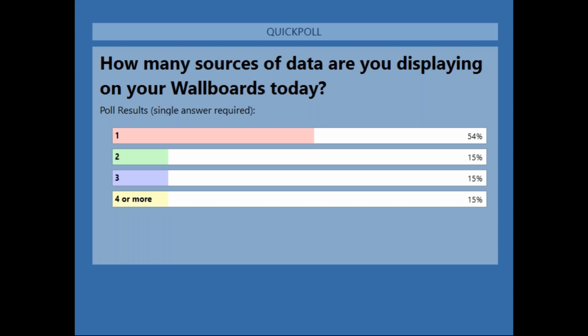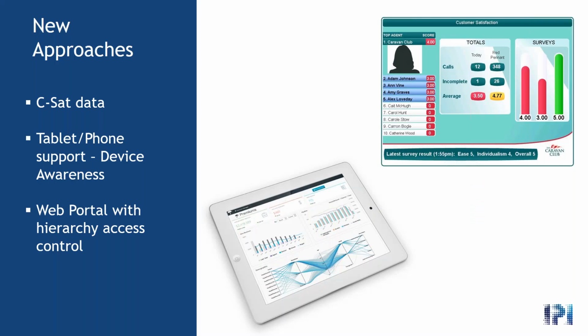So a fairly even spread actually across the board. Most people, though, just over half, are still displaying that single piece of data, most likely telephony data, with then a fairly even spread between the other three pieces. Okay, that's interesting stuff. Thank you very much for sharing.